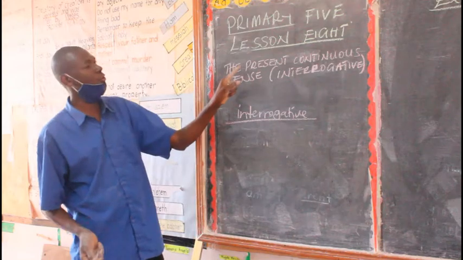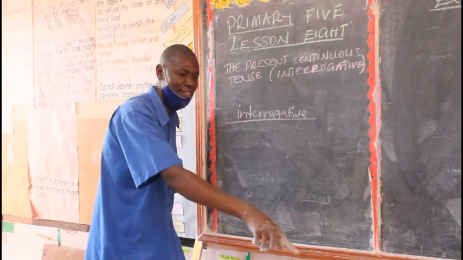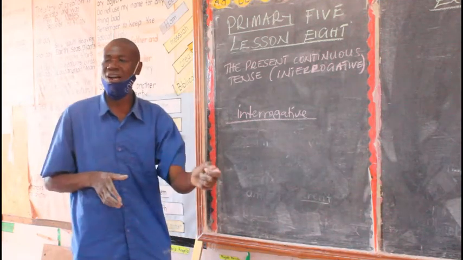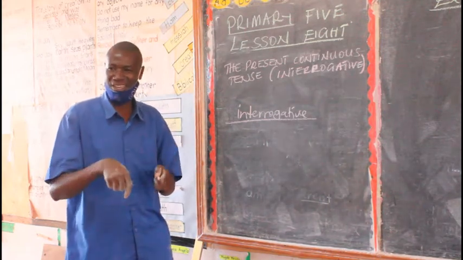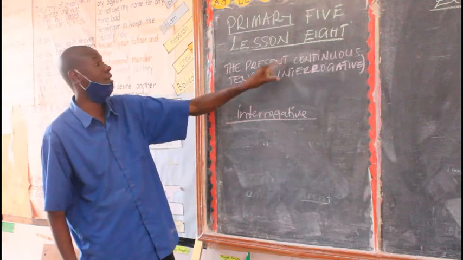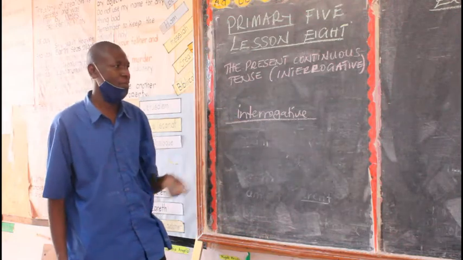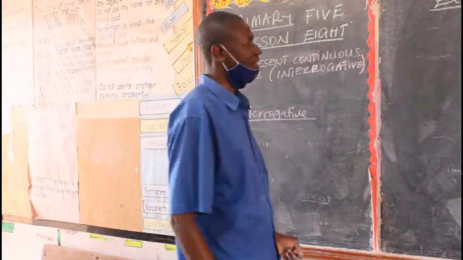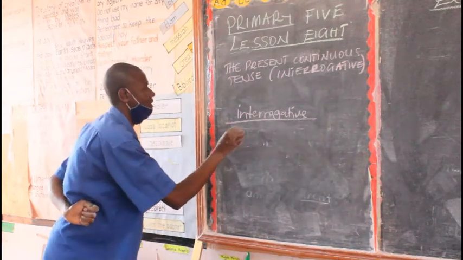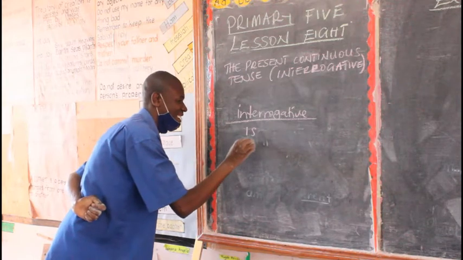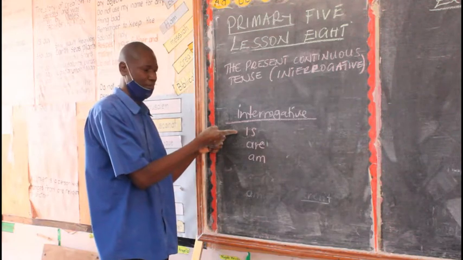Now, how are we going to ask questions using the present continuous tense? That something is taking place at that time, but now you are asking. How do you ask questions of things that are happening now? That is what we are talking about: interrogative in the present continuous tense. So, in the present continuous tense interrogative, commonly we begin with our usual helping verbs. That is, is, are, and am, if you're asking a question.